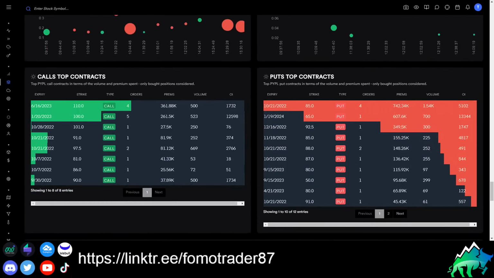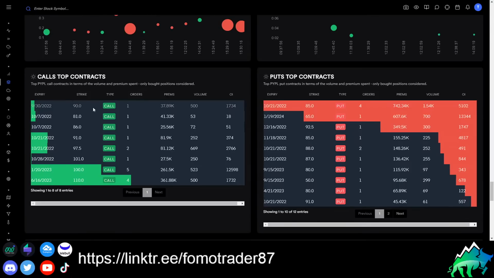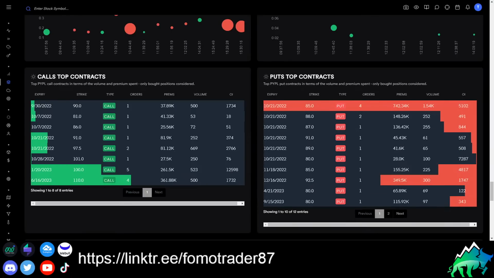And then we look at top contracts. So we have 90 calls, 91 and 97.50. Then we have 81 and 86. And for puts, we don't have that many orders either, but we do have some 85 puts.